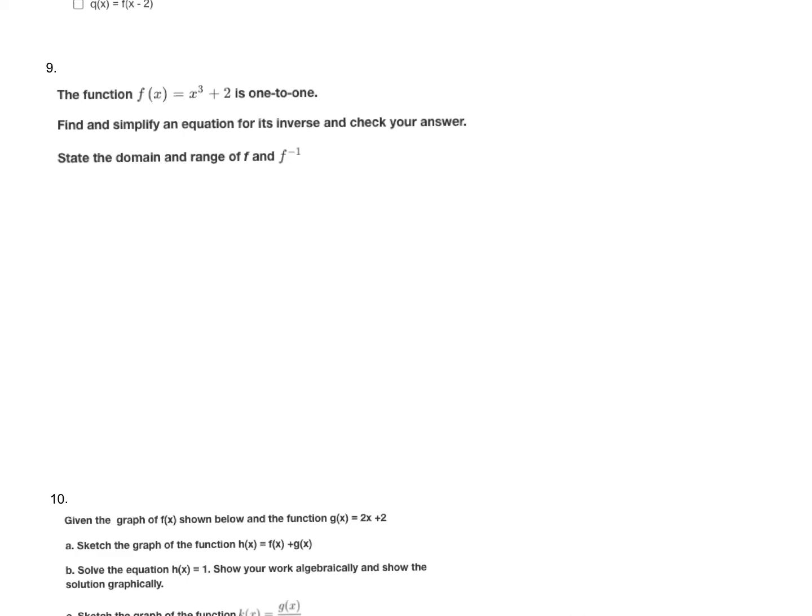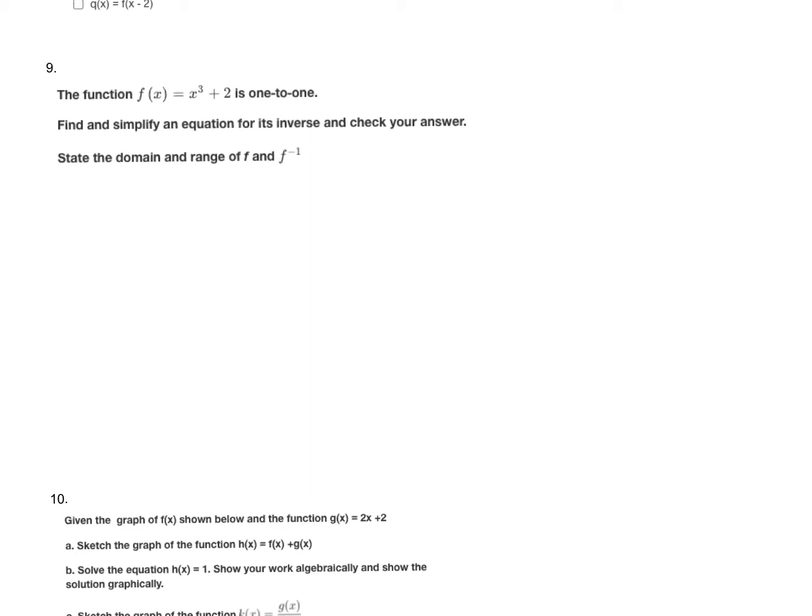We're going to go through the rest of the problems here in the Chapter 1 practice test. So in number 9, we're given this function, and we're told that it's 1-to-1. And if we remember, all that means is that when you find the inverse by switching the input and the output, the result will still be a function.